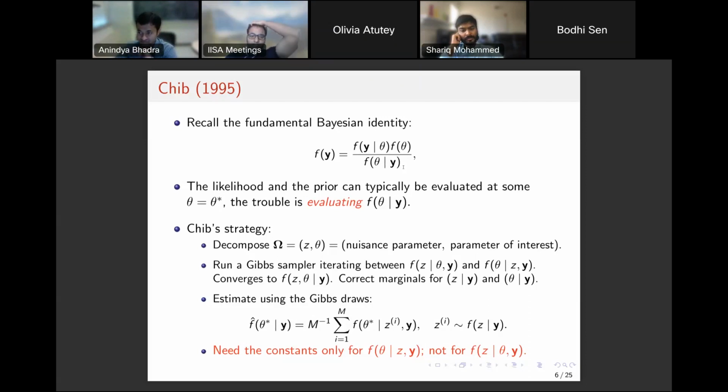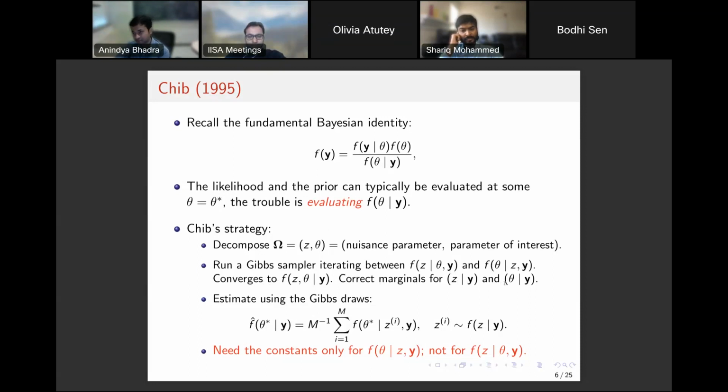So this is what Chib handles. This is Chib's innovation. So what does Chib do? Chib's strategy is very clever actually. He decomposes the entire omega, the entire parameter, into two parts, z and theta, where z is the nuisance parameter and theta is the parameter of interest. Then you run a Gibbs sampler as usual, iterating between z given theta comma y, and theta given z, y. Y is the observed data, so everything is conditional on y, and that will eventually converge under standard MCMC mixing conditions to the joint f z, theta given y.